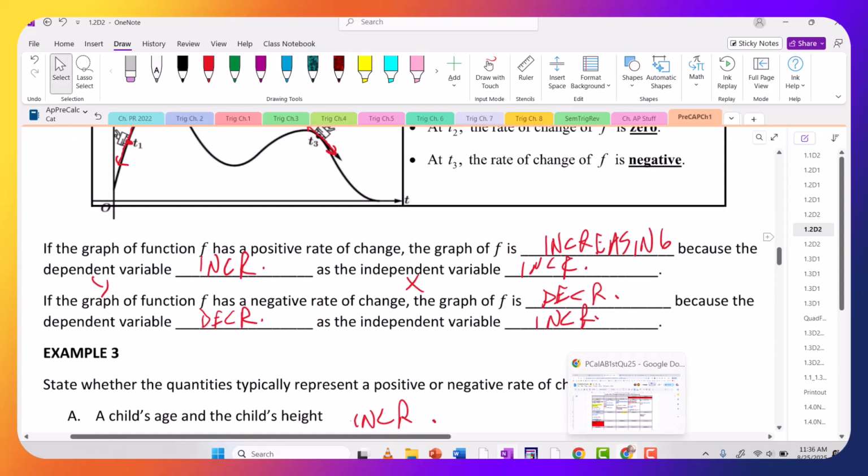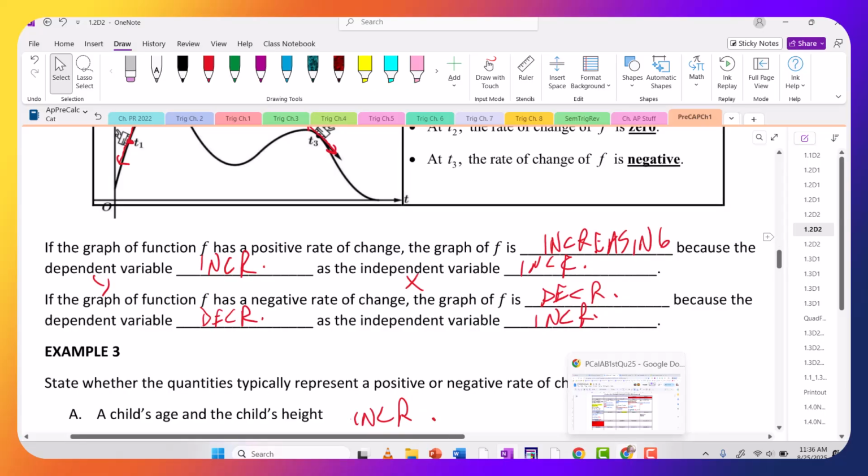If the graph of a function f has a positive rate of change, then the graph is increasing. And this is the definition of increasing, because the dependent variable increases as the independent variable increases. We usually do read left to right on a graph, so usually the independent variable is always increasing because we read left to right. So we've got to make sure we make that distinction. Decreasing because the dependent decreases as the independent increases.